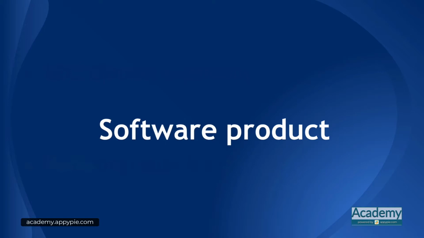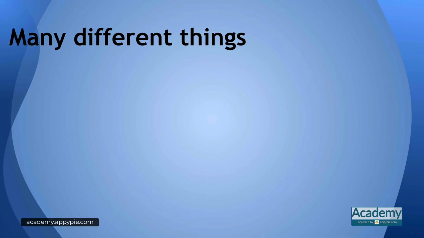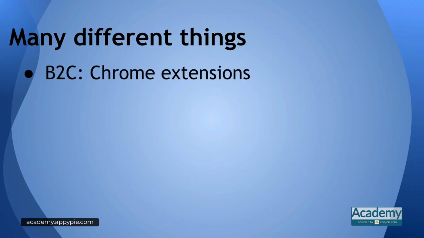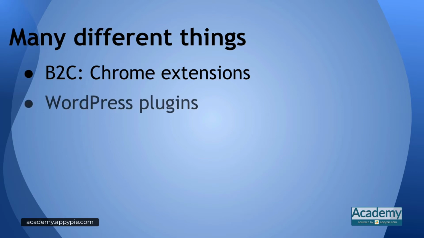In this video, let's talk about maybe creating a software product because you have the technical skills. There are many different kinds of software you can create. You can create, as you know, business to consumer, business to business. First, let's touch a little bit on business to consumer. A couple of examples: Chrome extensions, or even WordPress plugins, or other kinds of plugins.